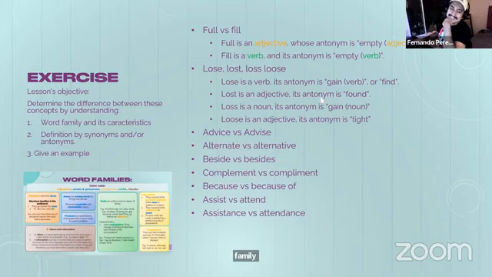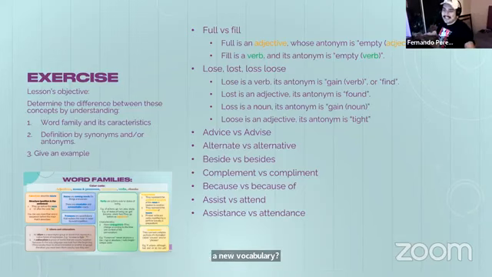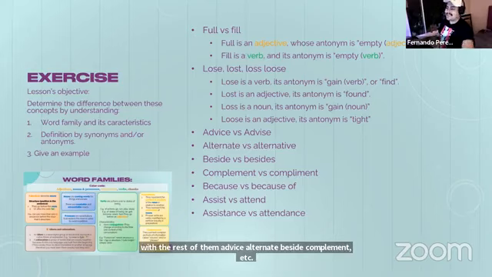Nice, guys. You see how the example and the position of the word can give you the family and the definition and help you with antonyms. All this happens in your brain when you learn new vocabulary. This is the objective of the course. The more vocabulary you can analyze this way, the better. Complement your homework using this information with the rest of them: advise, alternate, beside, complement, etc. And we continue tomorrow. Right now, we finished, guys.